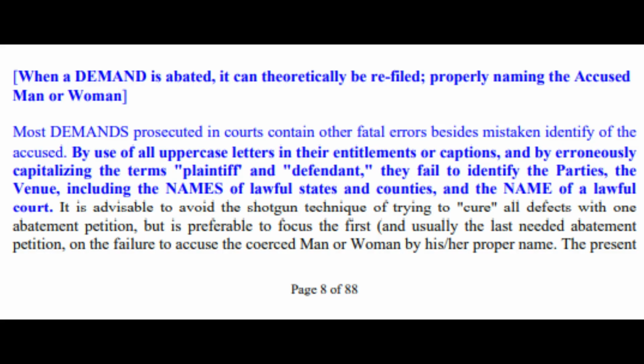So when a demand is abated, it can theoretically be refiled properly, naming the accused man or woman, right? And that's an easy case too, because then you're going to question their authority in general, because they don't have that. So most demands prosecuted in court contain other fatal errors besides mistaken identity of the accused by use of all uppercase letters in their entitlements or captions, and by erroneously, which means that they do it wrong, capitalizing the term plaintiff and defendant, right? And it's going to be little things like that. That's why attention to details is where you're going to find these errors, because the devil is in the details. Really is.